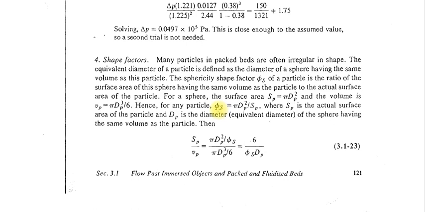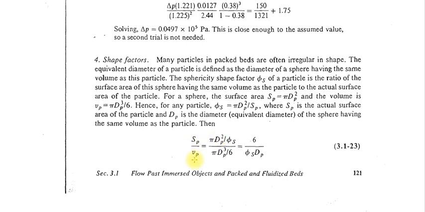Okay, φs. So φs can be defined as π dp² divided by Sp, where π dp² is the surface area of the sphere which has the same volume as the particle, and Sp is the actual surface area of the particle. Okay, so now we can define the different characteristics which we have earlier used in terms of sphericity.